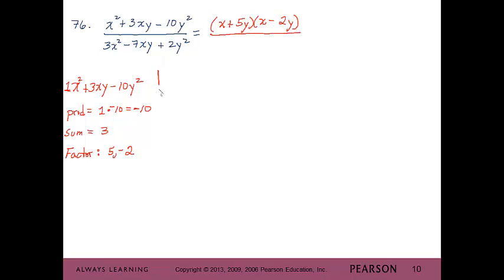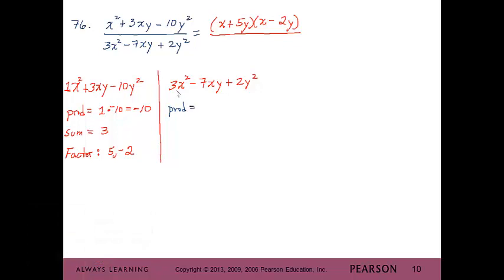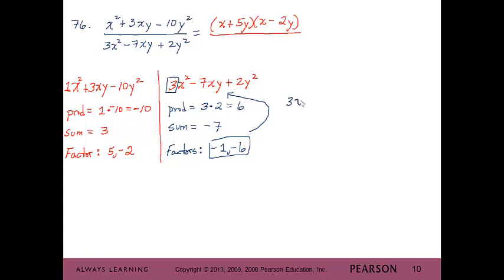Now we get to factor the denominator, and we have 3x squared minus 7xy plus 2y squared. Now the product is 3 times 2, which is 6, and the sum is negative 7. So now you want the factors of 6 that will add and give you negative 7, and they are negative 1 and negative 6. Because the leading coefficient is not 1, this time you're going to take your factors and replace the middle term. So our polynomial is going to become 3x squared minus xy, because of the 1, minus 6xy plus 2y squared.